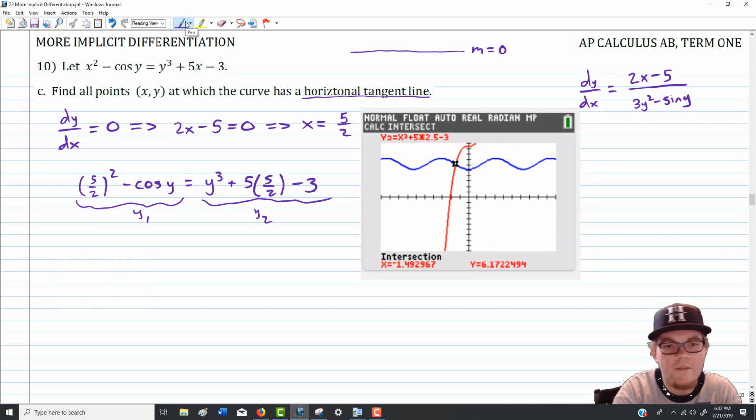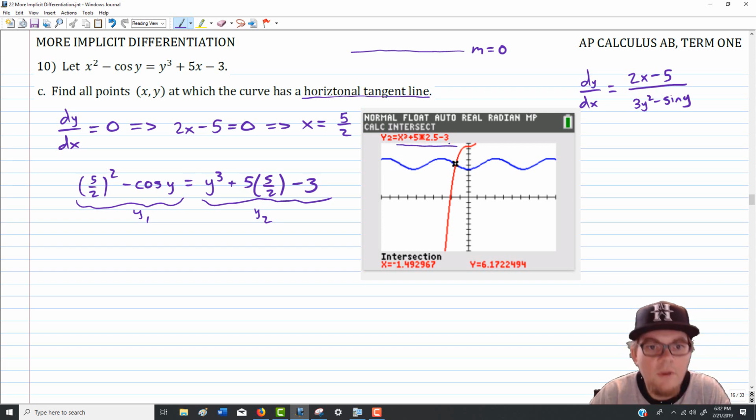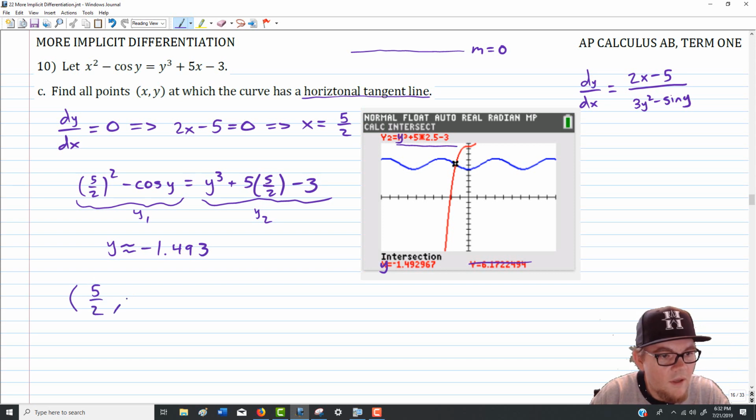But now we've got to be smart about this. We put in equations that look like x cubed plus 5 times 2.5 minus 3. But remember, we let x play the role of y. So this is really our y value, and this is meaningless in the situation that we're looking at. Our y value is -1.4929. So that means the y we're looking for is approximately -1.493. And that means the ordered pair we were looking for is 5 halves, comma, -1.493. And there is our point.